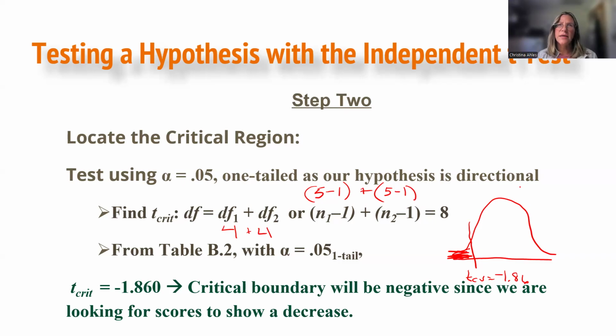That means when your T obtained is further out, the absolute value is larger. So don't compare like if your T obtained is negative 2 and this is 1.86, and think, oh, well, negative 2 is a lower number than negative 1.86. It's further in the tail. So drop those negatives so you can compare just the values without the sign when you're comparing your obtained to your critical boundary.